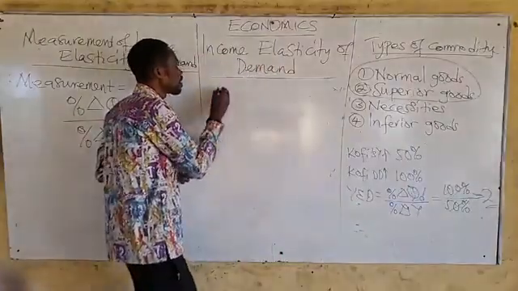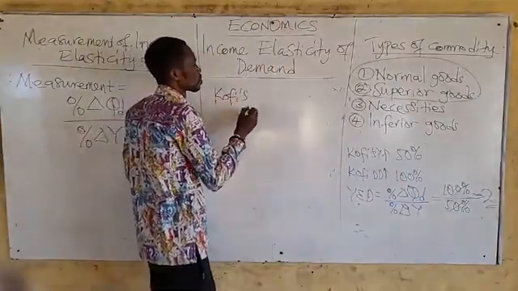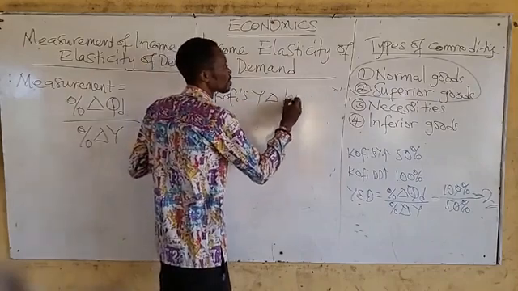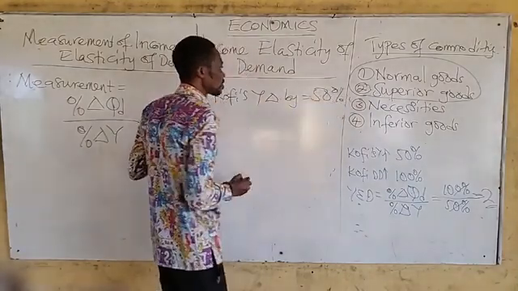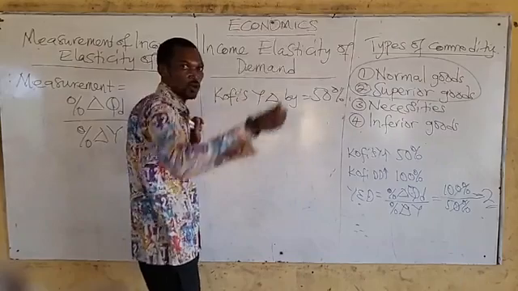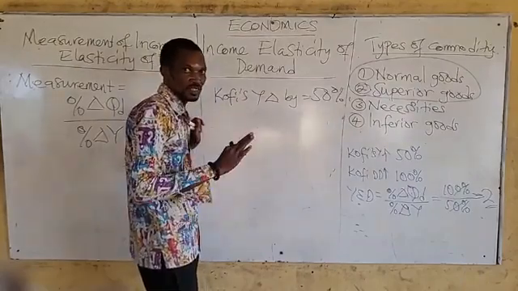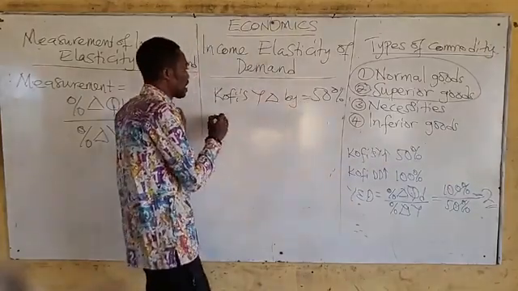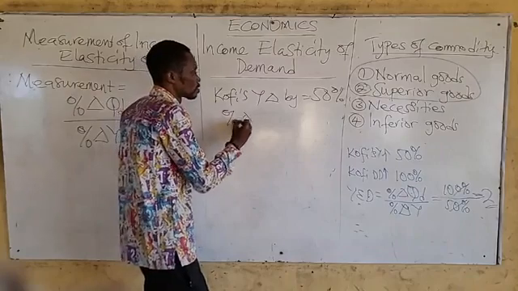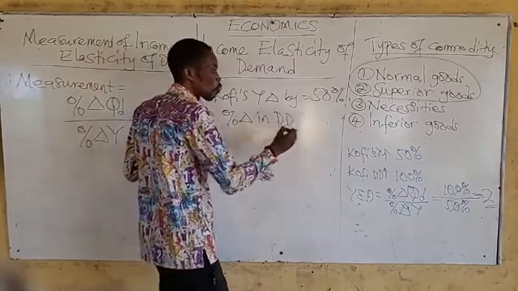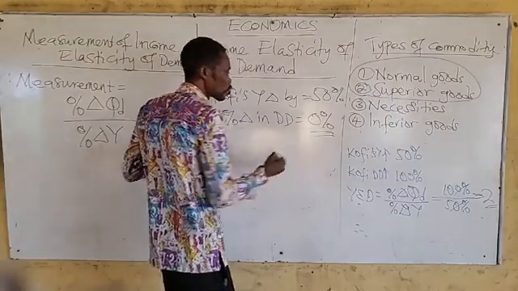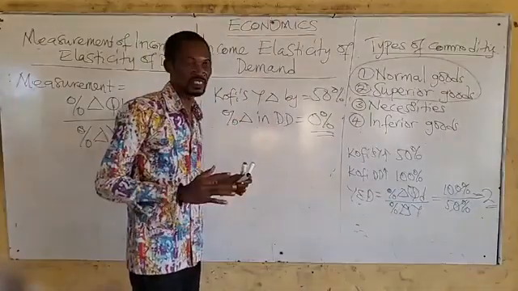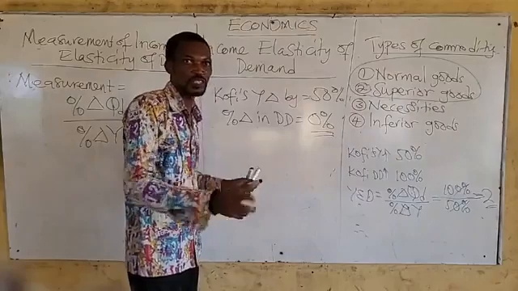So we say that Kofi's income, which is Y, changes by 50%. But Kofi did not buy more and he didn't buy less. Do you get me? His income has gone up, but he's not buying more. He's buying the same quantity. That means that the percentage change in the demand of the commodity will be 0%. It will not change. Kofi's income has gone up. He has refused to buy any additional commodity. That means the percentage change in his demand for that commodity is 0.